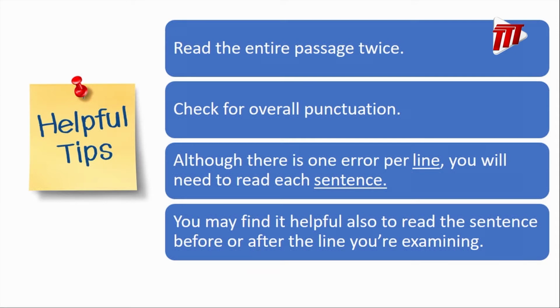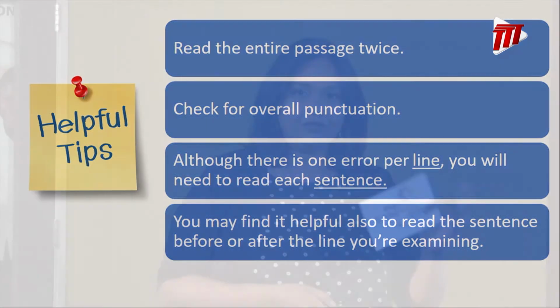Check for overall punctuation, because you might be able to read and see the errors right away whilst you're reading it. Although there's one error per line, you need to read each sentence carefully so you understand what you are reading. Once you understand what you are reading, you'll be able to figure out those missing punctuation and capitalization, right? You may find it helpful also to read the sentence before and after, right? We talked about this already. When you read before and after, you get a better understanding of the passage.